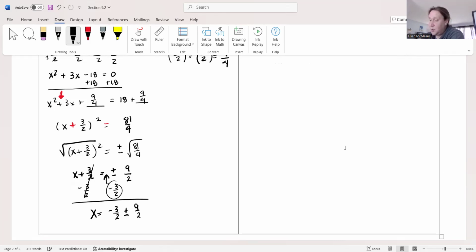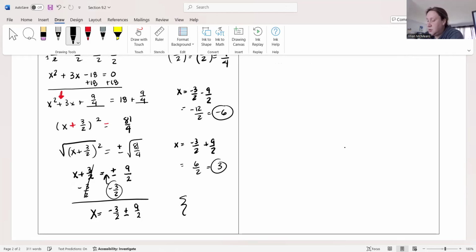Now, we're not quite done. We still need to figure out each version of x. So we know that x is negative 3/2 minus 9/2, and x is negative 3/2 plus 9/2. Well, as long as your denominators are the same, you just add or subtract the numerators and keep the denominator. So negative 3 minus 9 is what? Negative 12 over 2, or negative 6. And then negative 3 plus 9 is 6 over 2, or 3. So the solutions here would be negative 6 and 3. And there you have it.